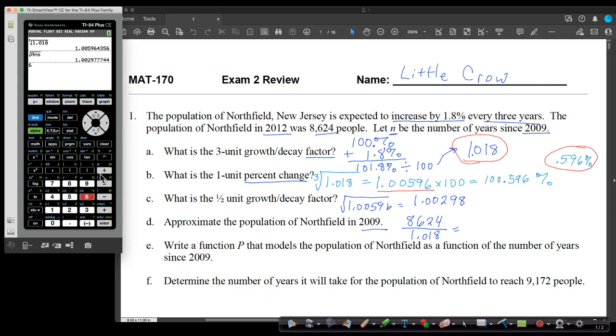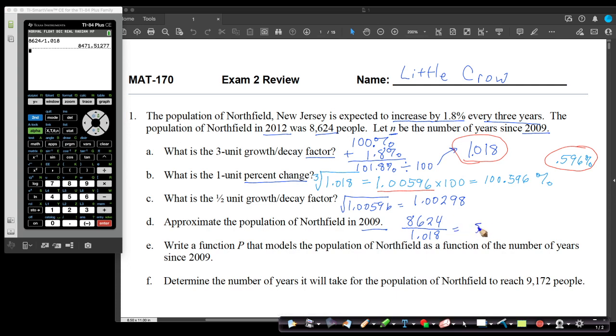Let's go ahead and clear this out. 8,624 divided by 1.018. That's telling us, and again, what we were expecting is it should be smaller because population is growing, so in the past it would have been smaller, and in fact that's exactly what we get.